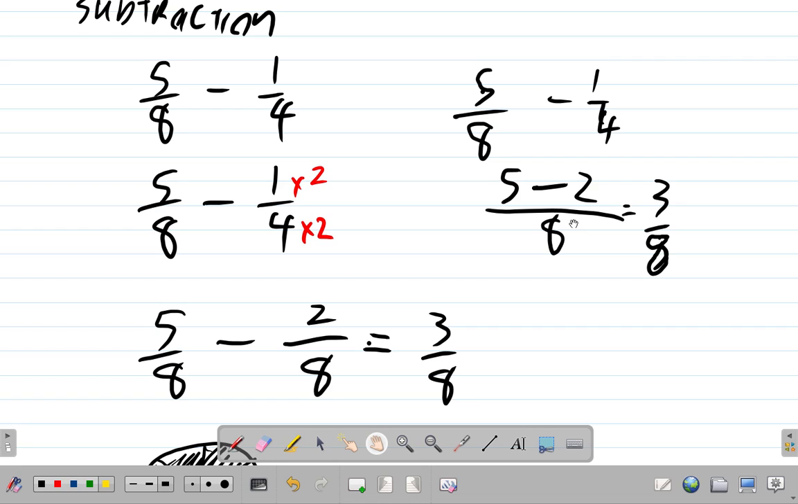Now, we have a whole heap of examples where we're going to add and subtract fractions. We won't really go into too many examples right now. But in the next video, I'm going to look at multiplication and division of fractions. So we'll see you in our next video.